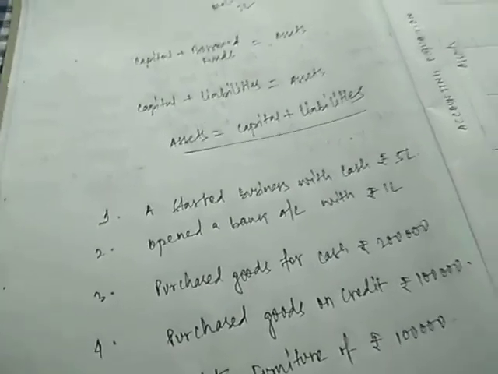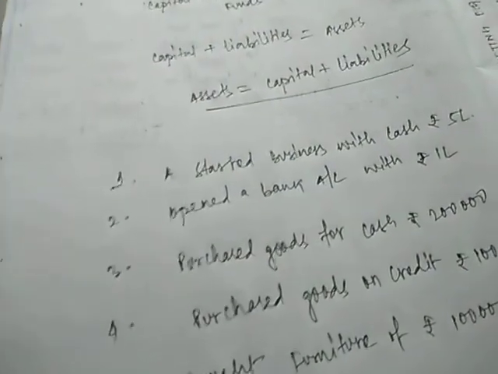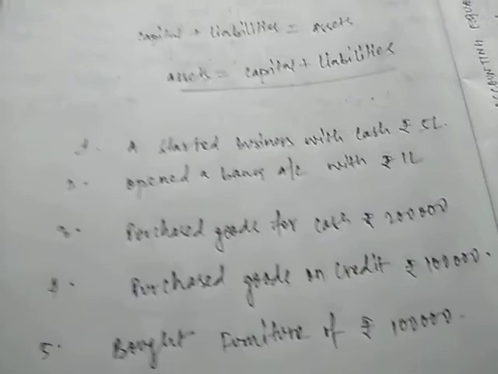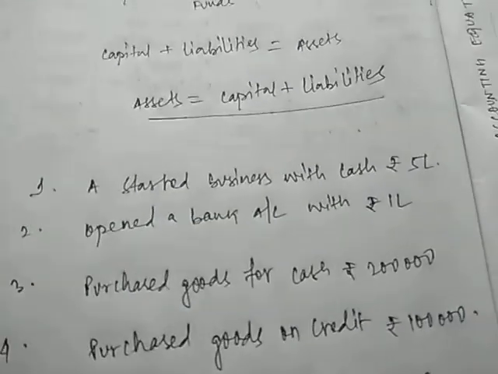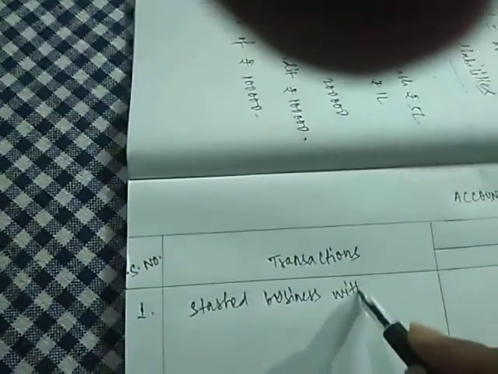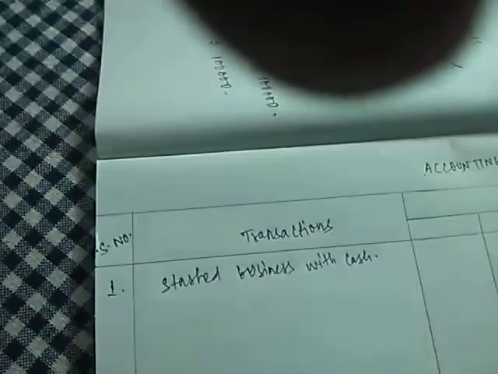The first transaction is A started business with cash rupees 5 lakh. Here we have an asset, that is cash, rupees 5 lakh, and a liability, that is capital. Since A has started business, A has invested cash there, so it is the capital invested by A. So for this you need to make an entry, serial number 1. You can just write started business with cash. So the first asset we got is cash, and capital is already written over there.